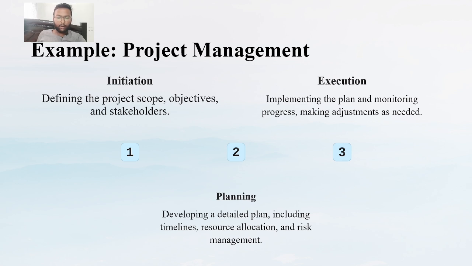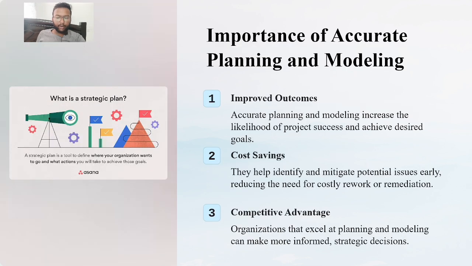Coming to an example of project management. Initiation: defining the project scope, objectives, and stakeholders of the particular project. In the second step, planning: developing a detailed plan including timelines, resource allocations, and risk management. In the third step, execution: implementing the plan and monitoring progress, making adjustments as needed.